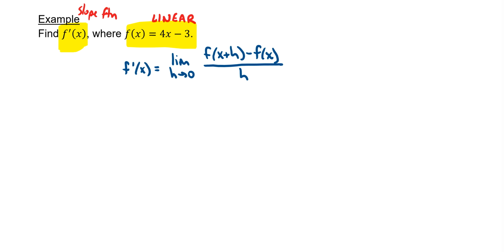Linear functions have constant slopes. No matter where you are on this line, the slope is always going to be 4. So let's keep that in mind when we get our answer here.